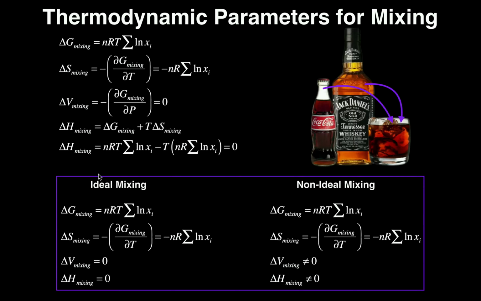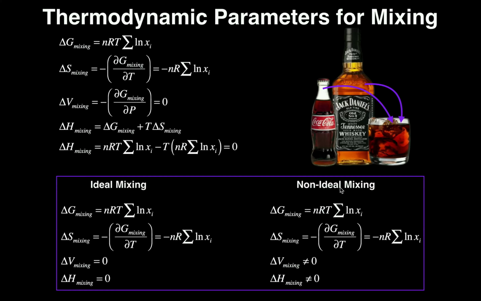All right, so now let's compare the two conditions, ideal mixing versus non-ideal mixing. Now, the nice thing is when you're talking about the free energy of mixing, it's the same in either case. So if you're asked to calculate delta G of mixing, it's just nRT times the sum of the natural log of all the mole fractions in the mixture, and it does not matter if you're talking about an ideal or a real situation of mixing.